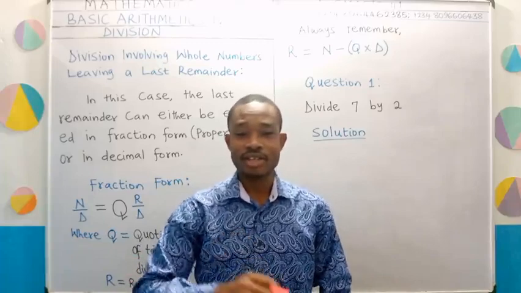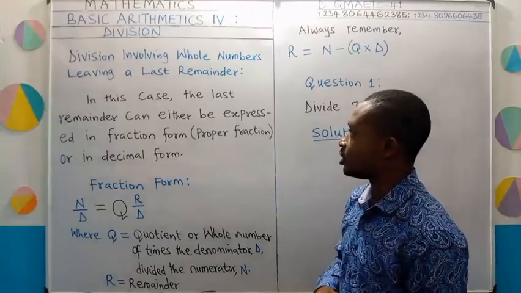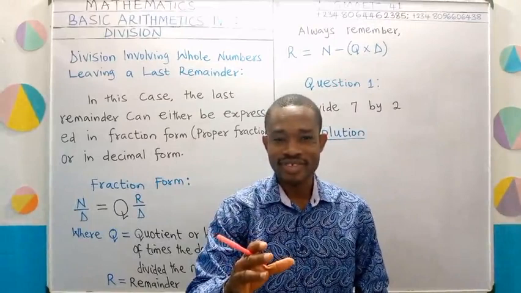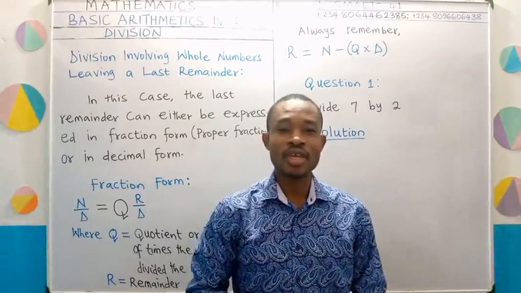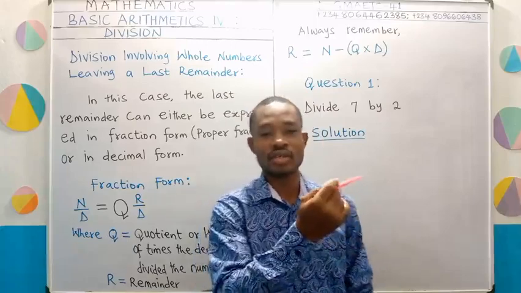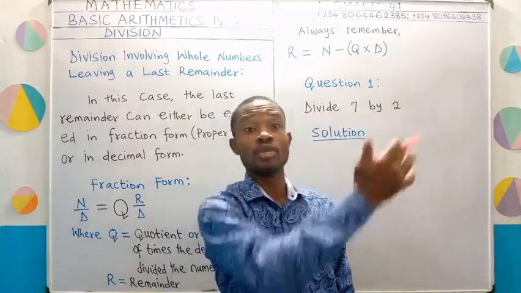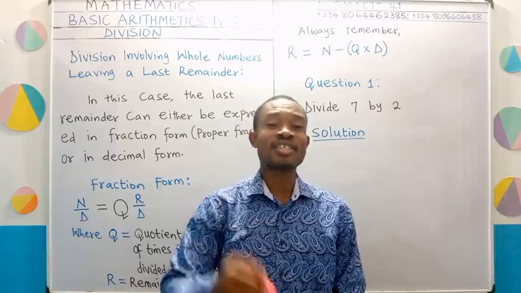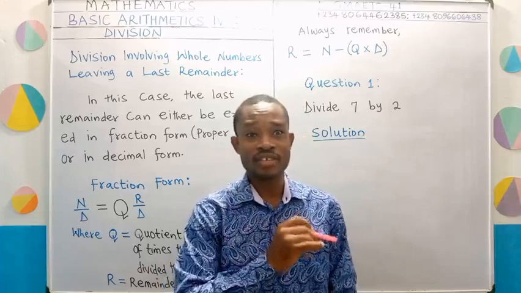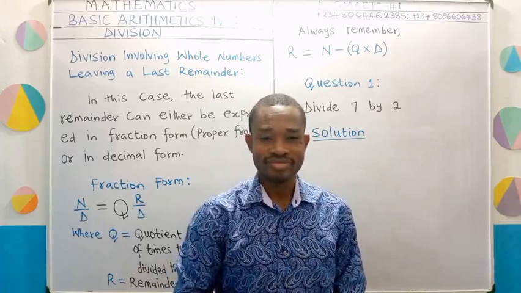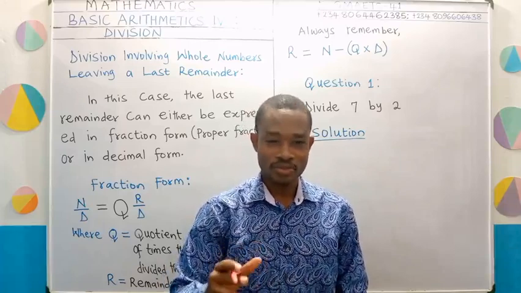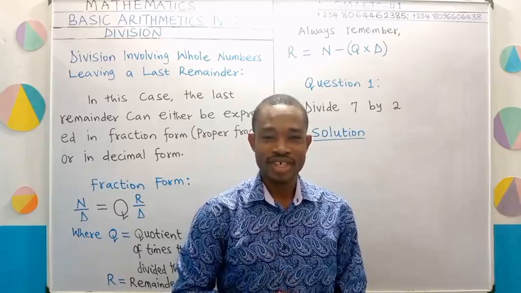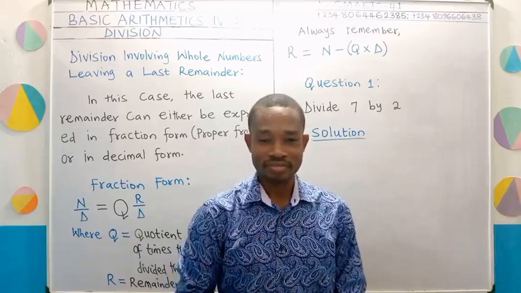In our class today, like I told you, we are going to deal with division involving whole numbers leaving a last remainder. So in this case, by the time we divide the last digit or the last part of the numerator, we will get a last remainder. We'll still get a remainder where we will not have any other digit to attach it to. How do we handle such problems when dealing with division? So that's what I'll be teaching you in this video lesson.